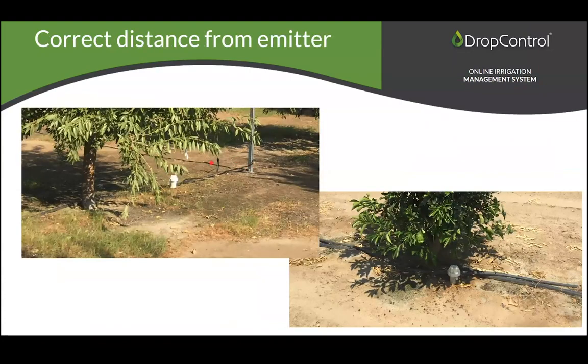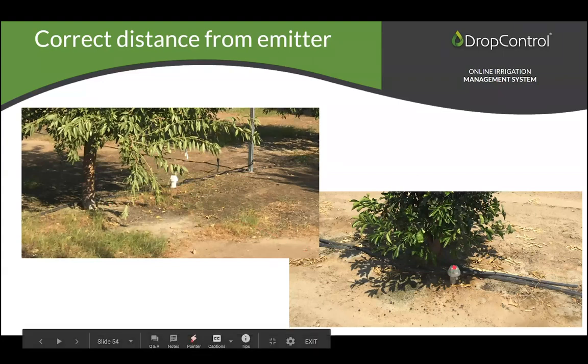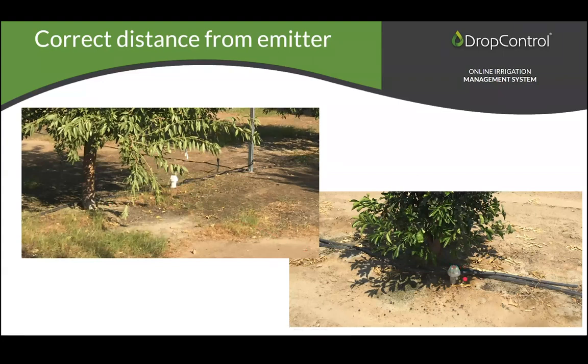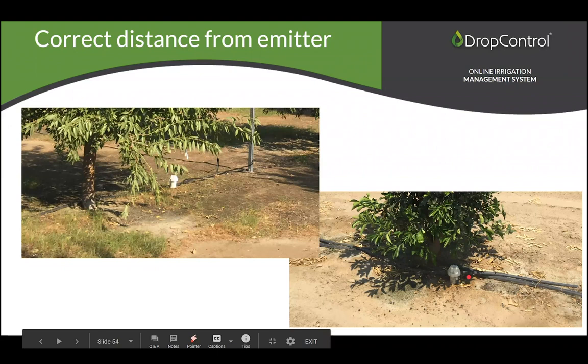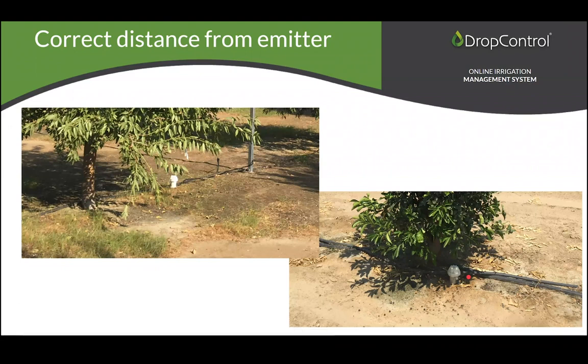Here we have an almond with micro sprinkler. So the sensor is about 18 inches from the emitter and 18 inches from the tree. Here we have a probe on a citrus tree with drip, 5 inches from the emitter, 5 inches from the tree. So it's very important to understand that the probe needs to be where the water is. The roots are going to be where the water is. The probe needs to be where the water is. That way we can manage our water dynamics.